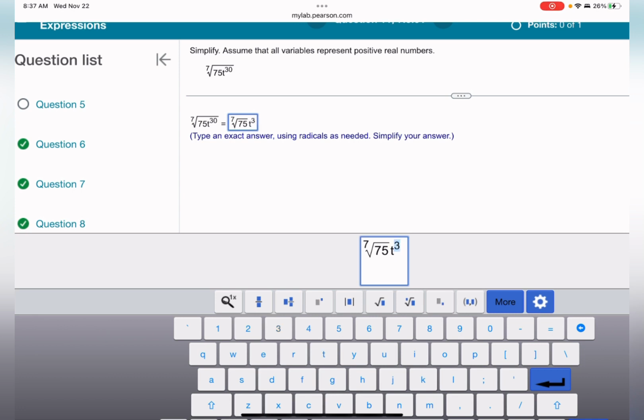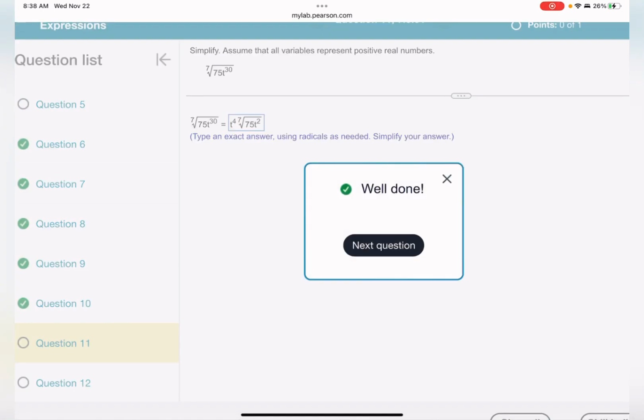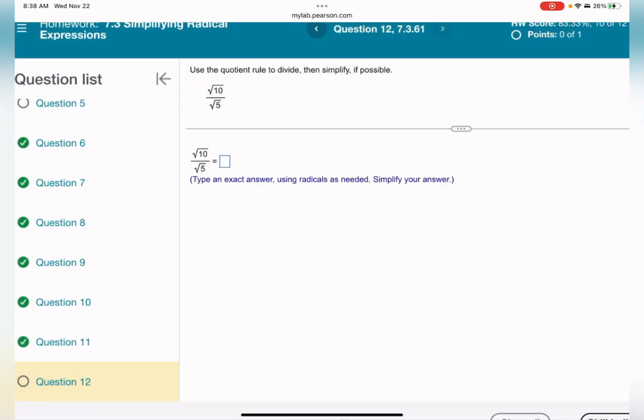And how much do we have left? 3 times 7 is 21, 30 minus 21 is, oh no, 4 times 7 is 28. Remainder 2. Under the radical it's going to stay t to the power 2. So I would put this t to the power 4 in front. Well done.